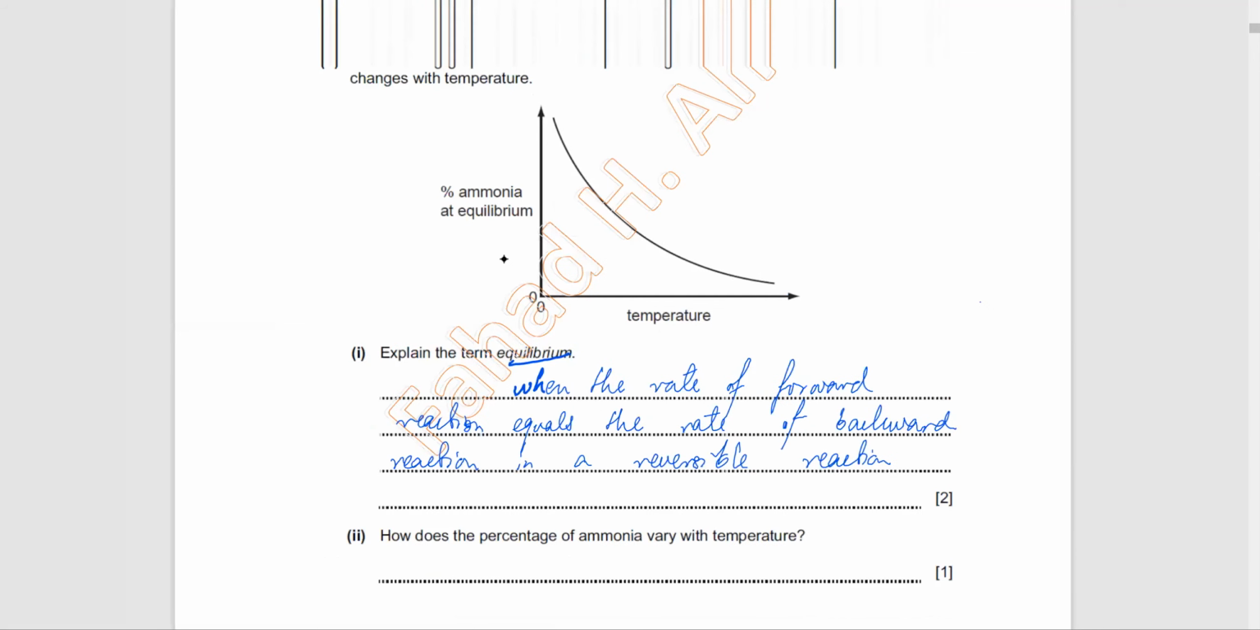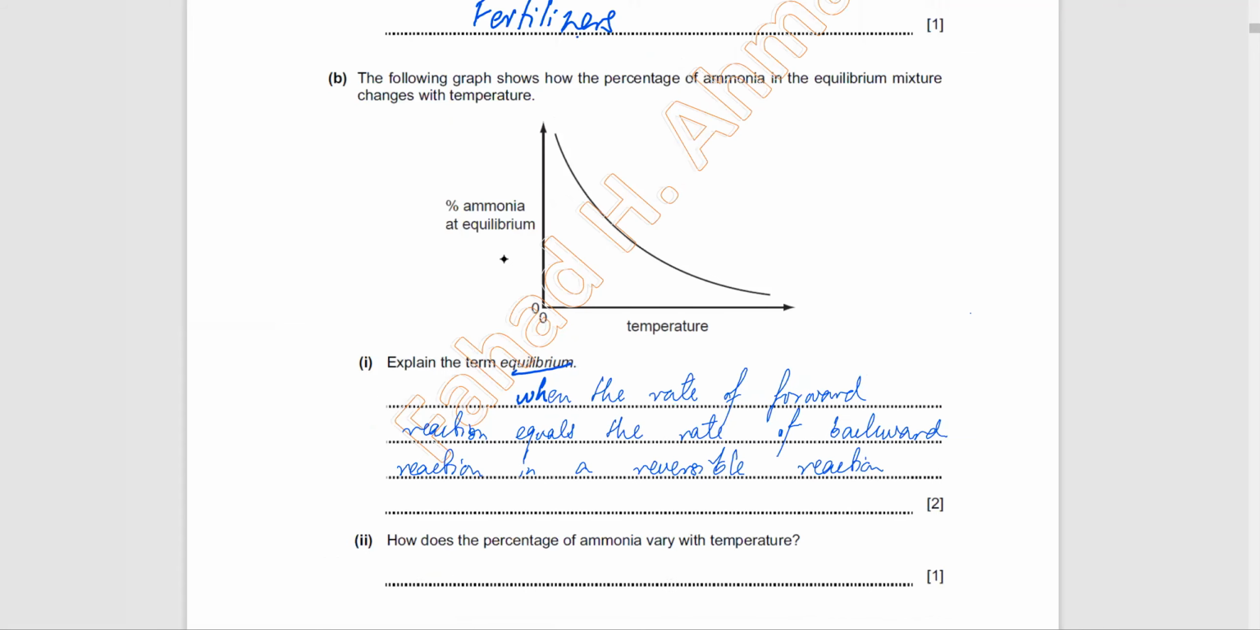Now, it's a very simple question. You just have to read the graph. As temperature increases, what happens? The amount of ammonia starts to decrease. Percentage of ammonia. So you just have to read the graph. So percentage of ammonia constantly decreases. And in the next part he will probably ask why it decreases.